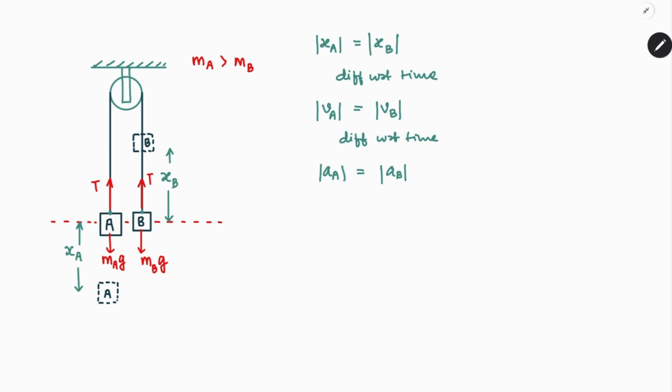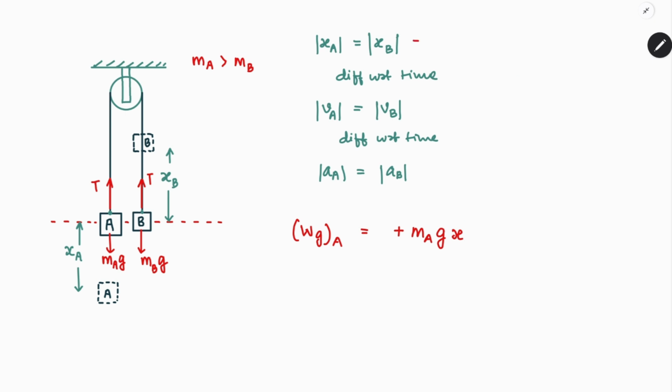If we look at it from the work energy aspect, the work done by gravity on A is going to be plus mass of A times g times the displacement of A, which is also the displacement of B.